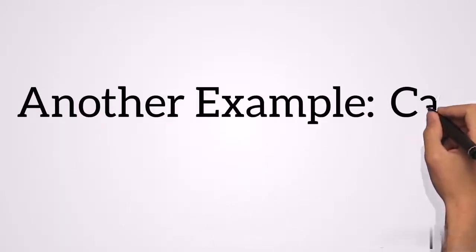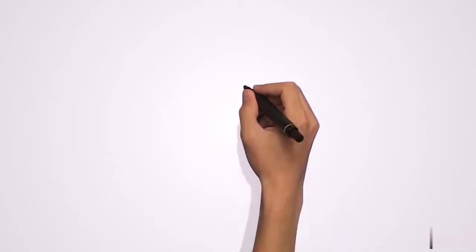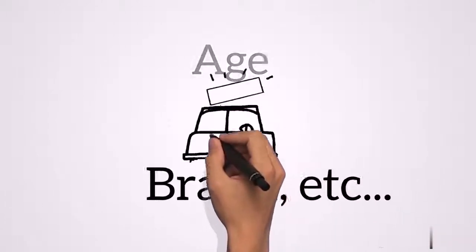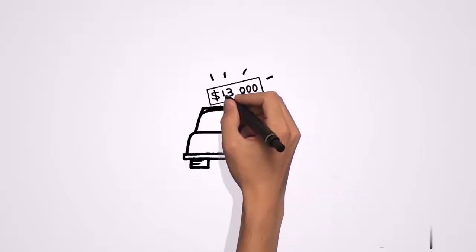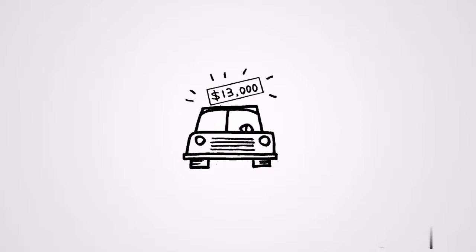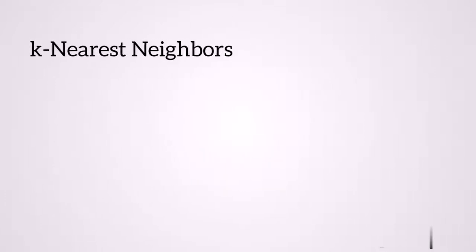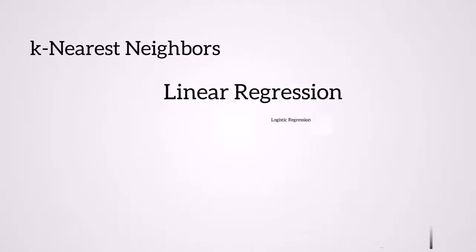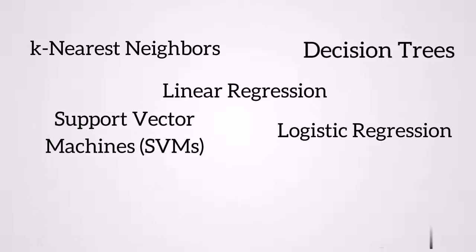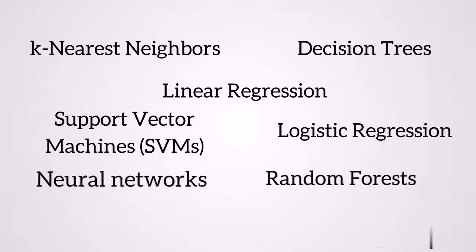Another example, car price predictors. Based on the given set of car features, mileage, age, brand, etc., the task is to predict a target numeric value, which is a typical regression problem. Some of the most important supervised learning algorithms: k-nearest neighbors, linear regression, logistic regression, support vector machines, decision trees, random forests, and neural networks.